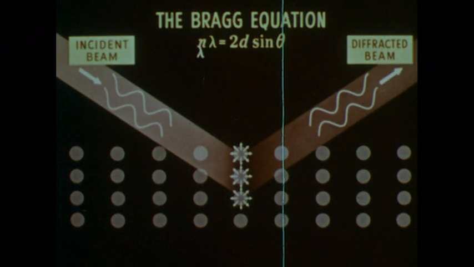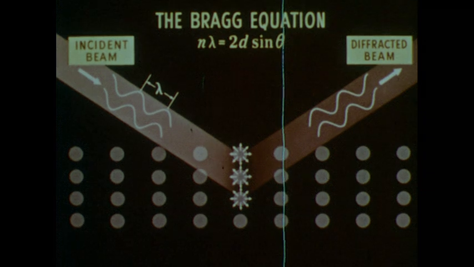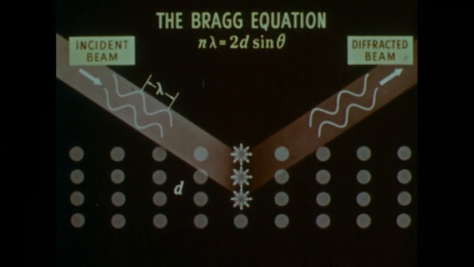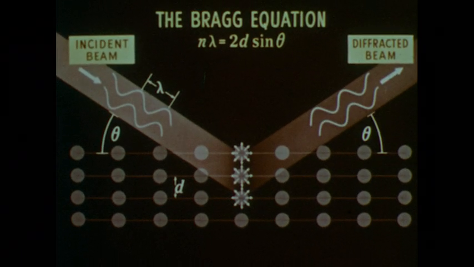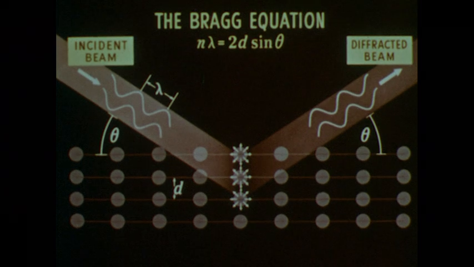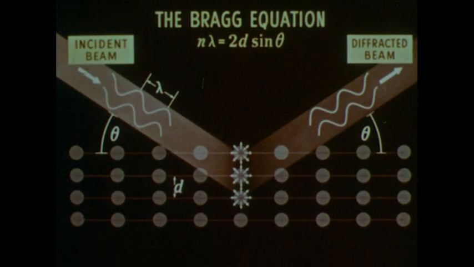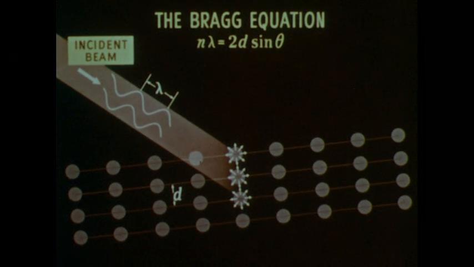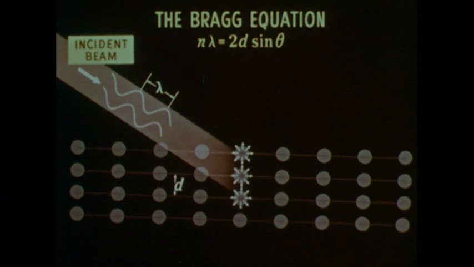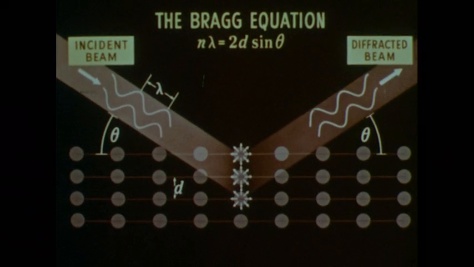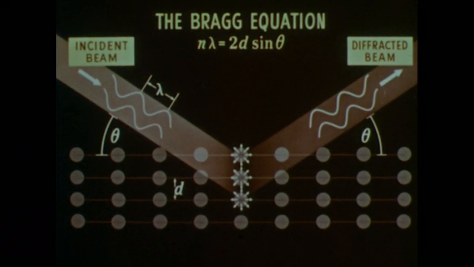Here, lambda is the wavelength of the incident X-rays, d, the spacing between planes of atoms, and theta, the angle made by the X-rays with the atomic planes. The diffracted beam flashes out when the planes make the angle theta with the X-rays. By measuring this angle, we can determine the spacing between the planes of atoms.